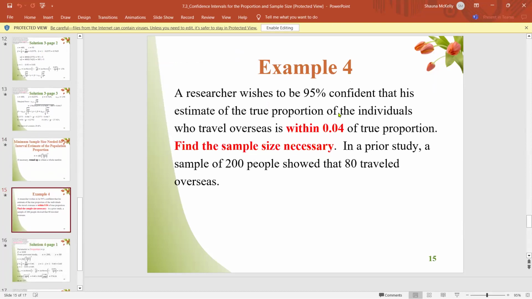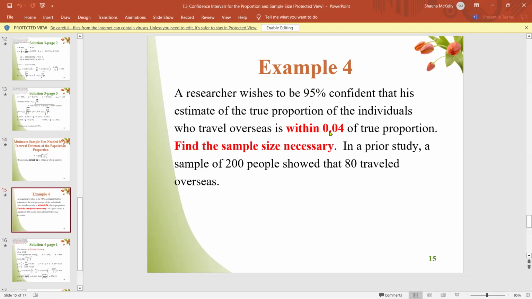Okay, so here it says, let's look at our example before we look at number 10. A researcher wishes to be 95% confident. We need that because we need that for our z. And we know that z here would be 1.96 because it's always that for a z. That his estimate of the true proportion of the individuals who travel overseas is within 0.04 of the true proportion.